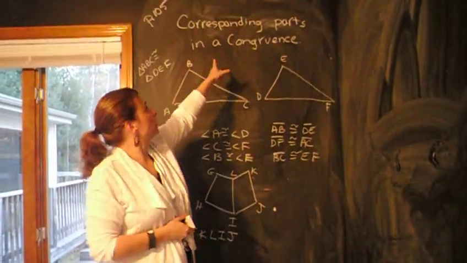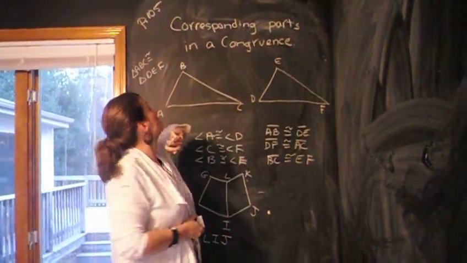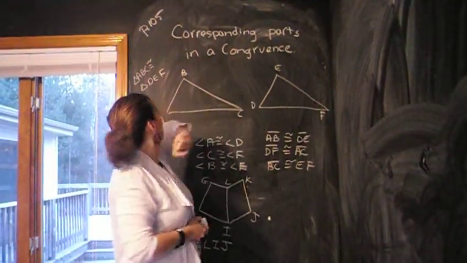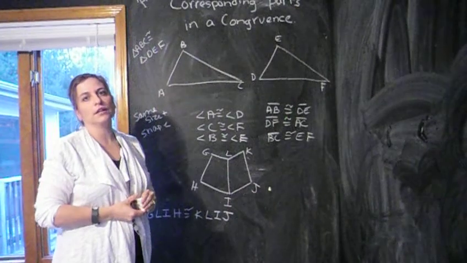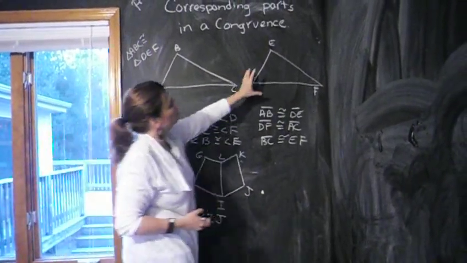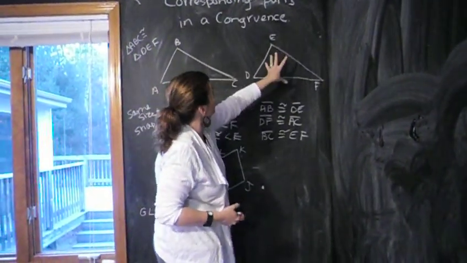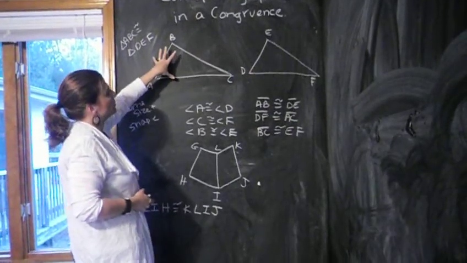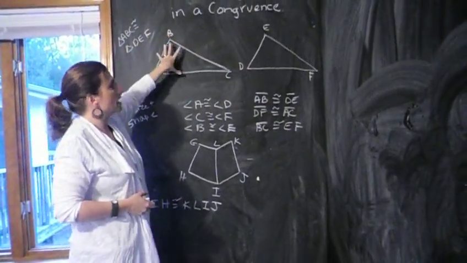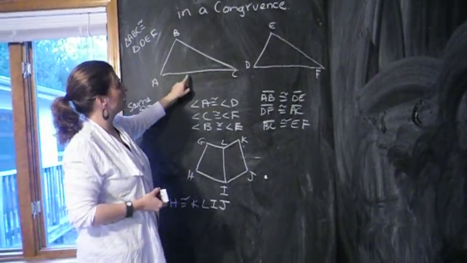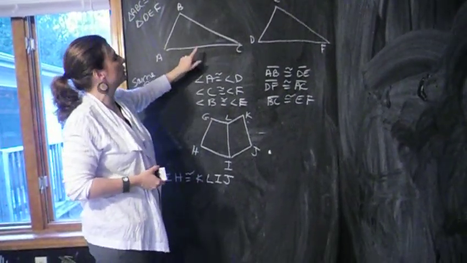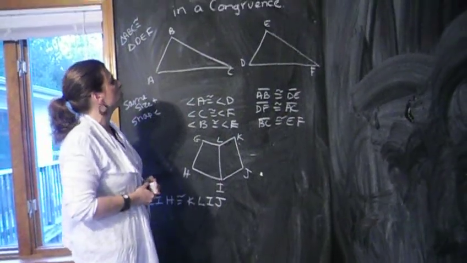Anyways, we're doing something really fun in geometry. Corresponding parts in a congruence. Okay, so what does that mean? This is on page 105. You got two triangles, and basically if they're congruent, if you cut this triangle out and slid it over on top of this triangle, if it was exactly the same, then those two would be congruent.